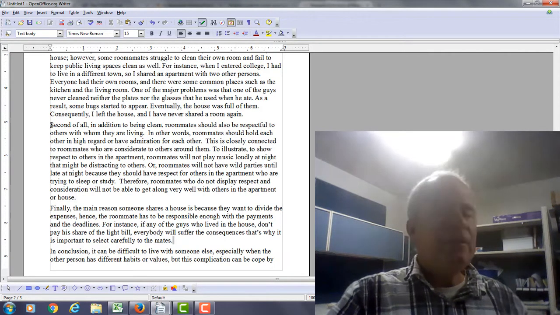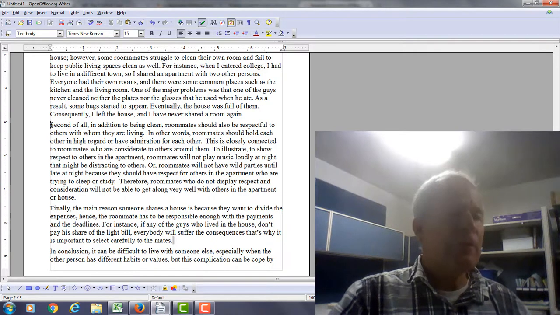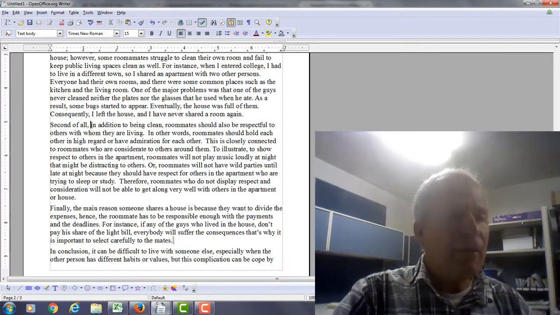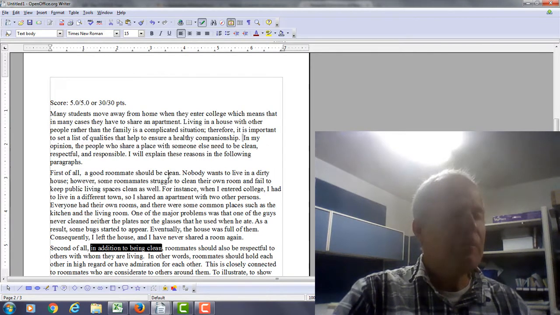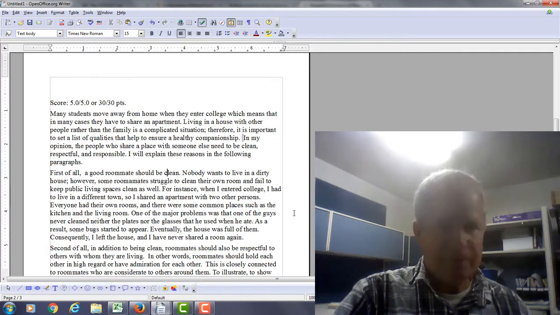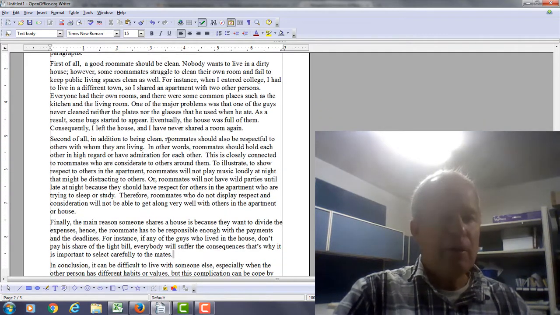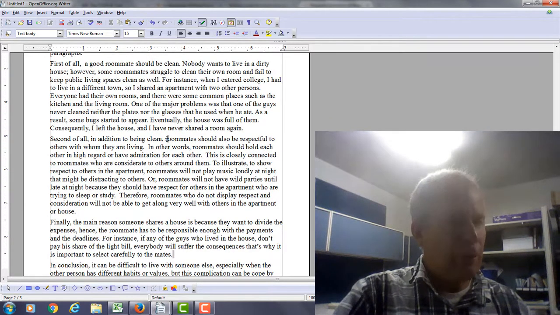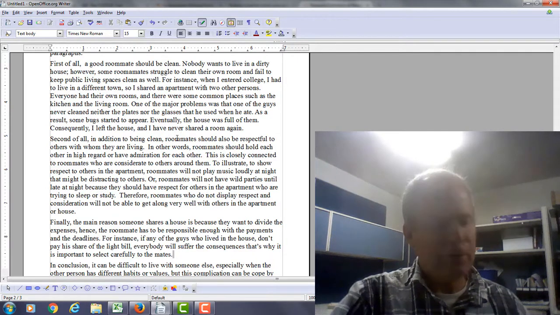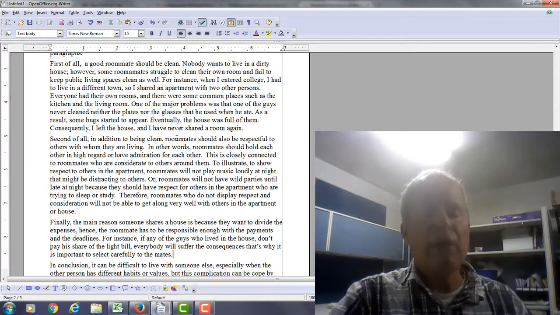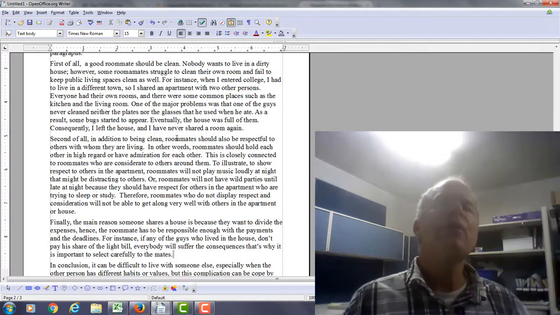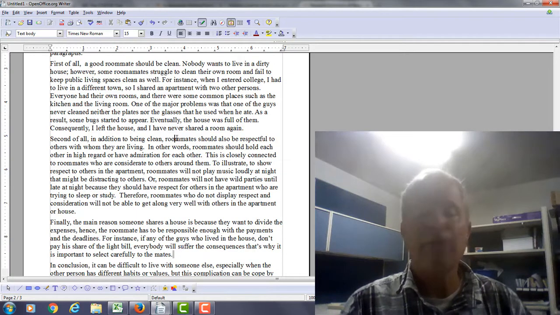Second of all, in addition to being clean, roommates should also be respectful to others with whom they're living. Now, notice what I did here. In the very beginning of this paragraph, I used in addition to being clean, which ties back to the topic of the first body paragraph. And then I say, roommates should also be respectful to others with whom they're living. This now announces the topic of this paragraph. This is called a transition sentence. These are good sentences to do every now and then in your integrated or independent writing. It shows that you understand how to connect ideas together, and that's a good thing.